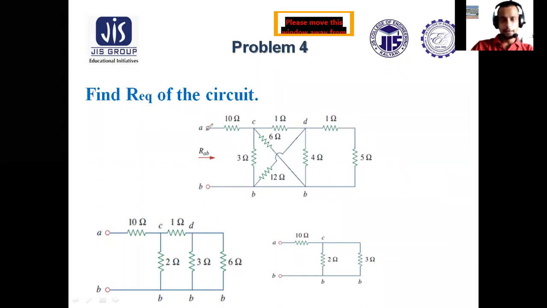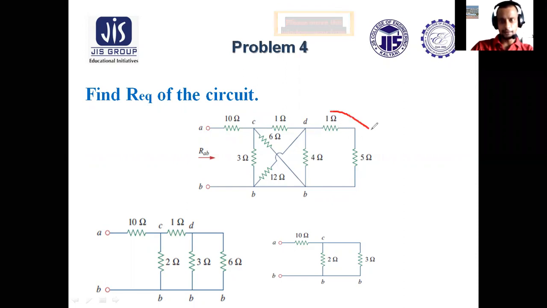In between A and C there is 10 ohm. C and D there is 1 ohm. D and B, there is one combination of 1 and 5. That is, the combination of these two will be replaced by a 6 ohm resistor. And in between D and B, there is another resistor that is of 4 ohm. Okay.